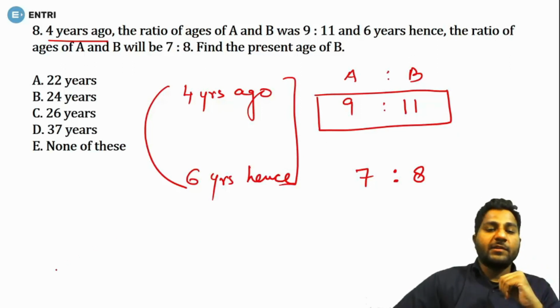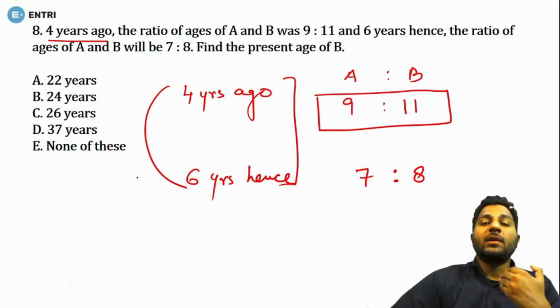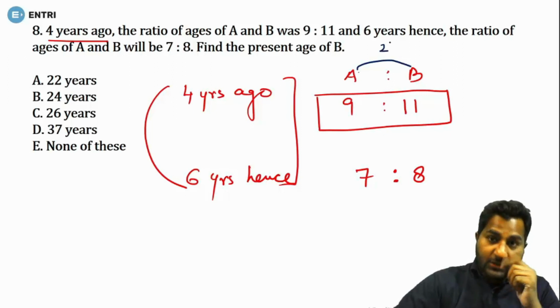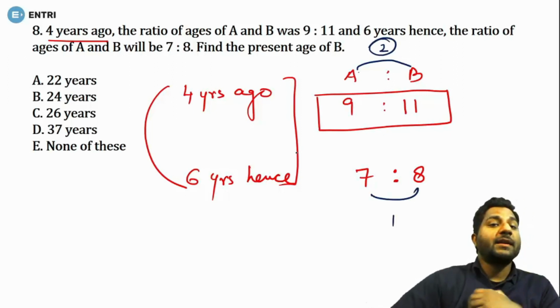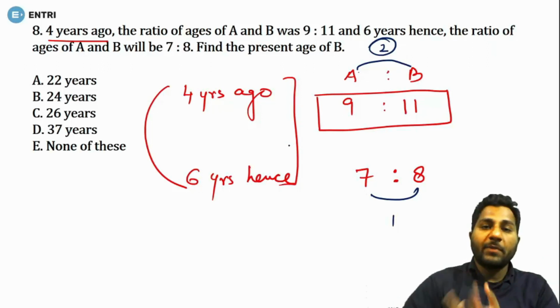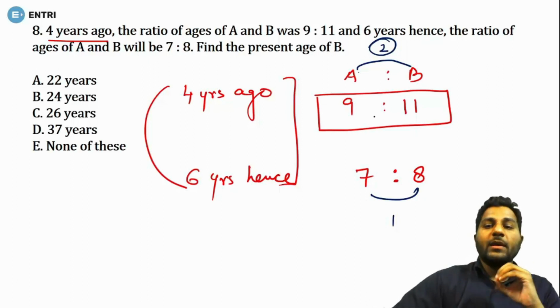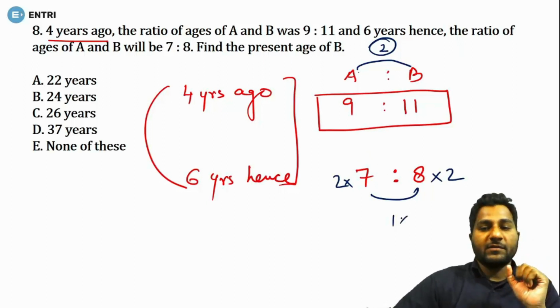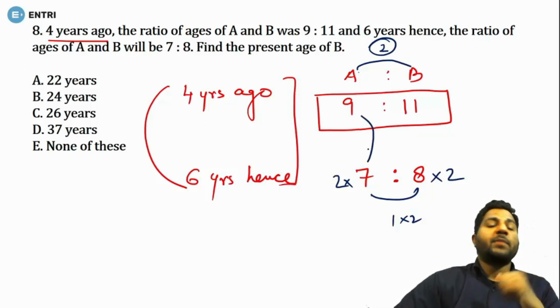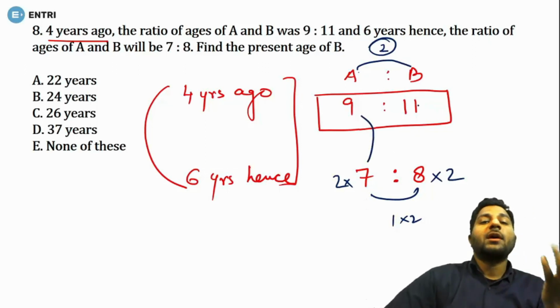Let's look at the difference between these two persons, because the only thing that will remain constant is the difference between these two persons. In 4 years ago, the difference between these two persons was 2 ratio, while here it is 1. It is not possible, because the difference between two people cannot change whether we are talking about the present, past, or future. So we can do one thing: by multiplying with 2, we can simply equate the difference. Okay, now the difference has become 2. Now what will we do? We will simply compare, because we have made the ratio difference equal.